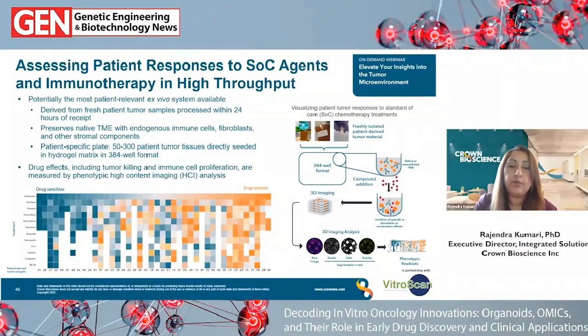It can be high throughput. Drugs such as chemotherapeutics, standard of care agents, and immunotherapeutics can all be used. They're assayed for between 5 to 7 days, and then the wells are fixed and imaged, and the phenotypic readouts will be analysed, giving information more than just the sort of simple cell viability.